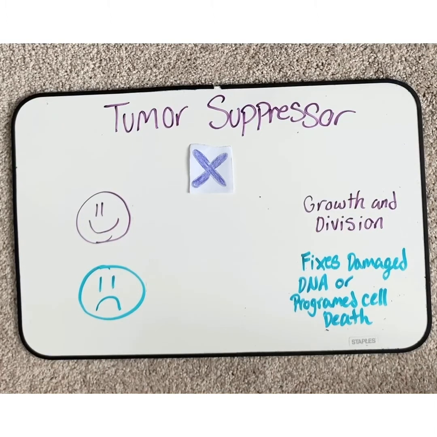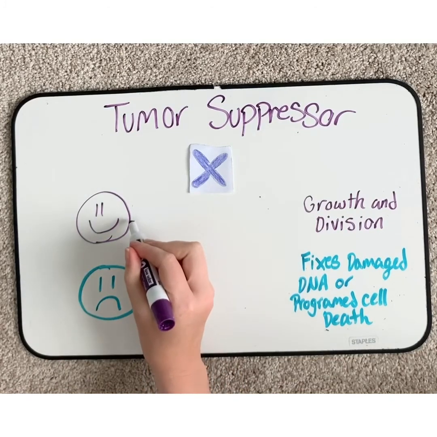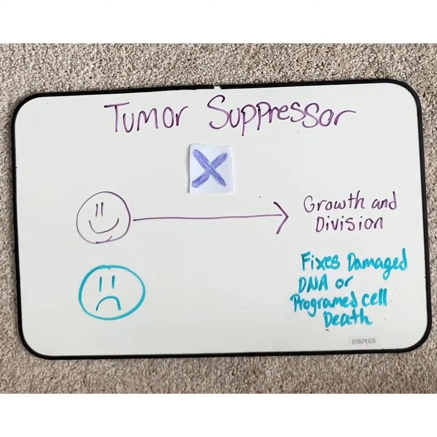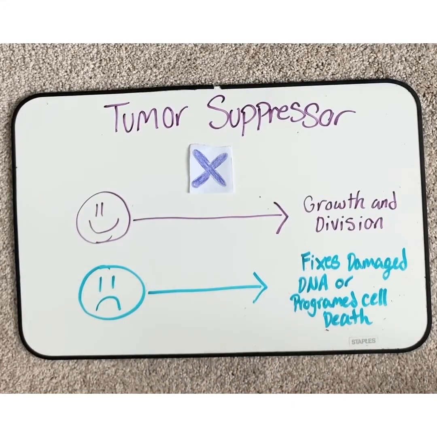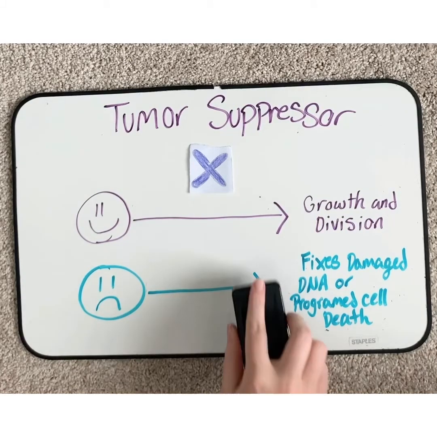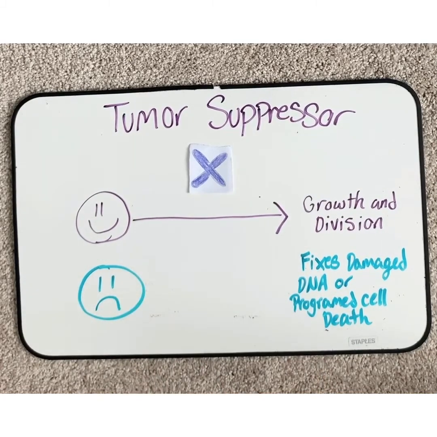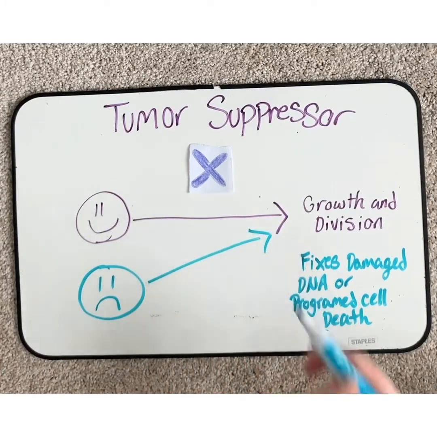Now, let's take a closer look at what gene X, or the alleles of gene X, do. In good cells that don't have damaged DNA, the tumor suppressor will allow further growth and division. However, in bad cells that have damaged DNA and will not work properly, the DNA either gets fixed or programmed cell death occurs. However, when a tumor suppressor is mutated, then the bad cell continues growth and division, and tumors occur.